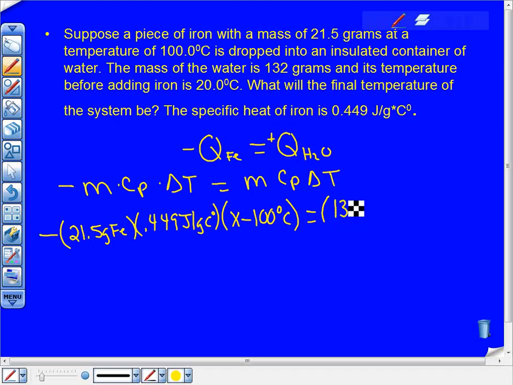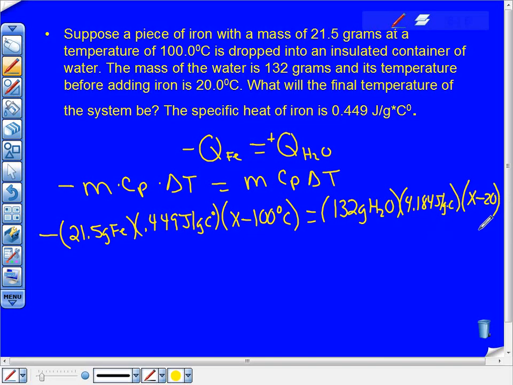We'd have 132 grams, which would be the same thing as 132 milliliters, because however many milliliters you have of water, that's how many grams of water you would have, because the density of water is 1 gram per milliliter. So some of the problems on the worksheet will give your water in milliliters. You just need to know that's the same thing as grams when you weigh it for water because of the density of water. And the specific heat of water is 1.814 joules per gram Celsius. And then I don't know the final temperature, but it is going to be the same as the other side, which is X, and I know the initial temperature.